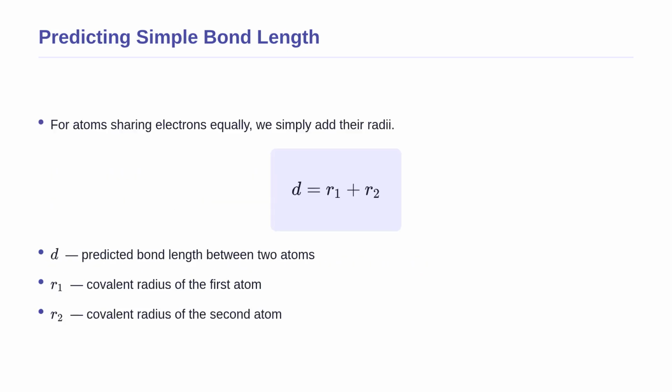This brings us to our first mathematical tool. If we want to predict the distance between two atoms, we can start with a very simple addition. The formula is D equals R1 plus R2. Here, D represents the predicted bond length. The symbol R1 stands for the covalent radius of the first atom, and R2 is the covalent radius of the second atom. Conceptually, this just means if you add the physical sizes of the two atoms together, you get the approximate distance between their centers. If either atom gets larger, the total bond length increases proportionally.